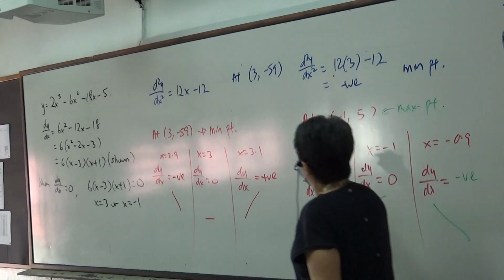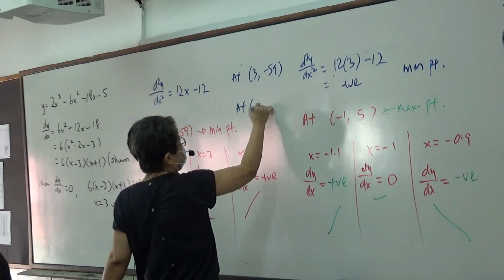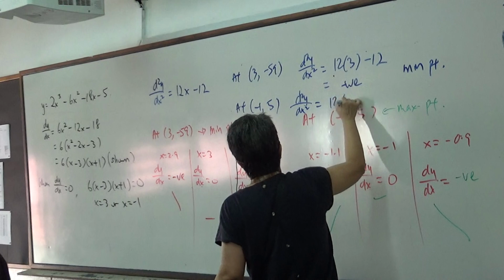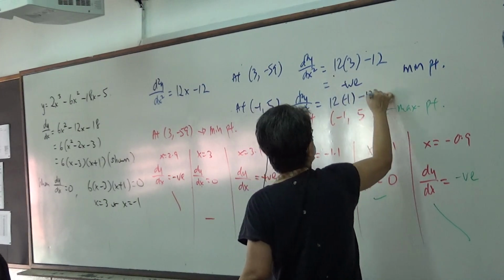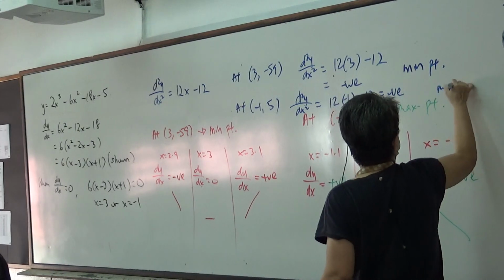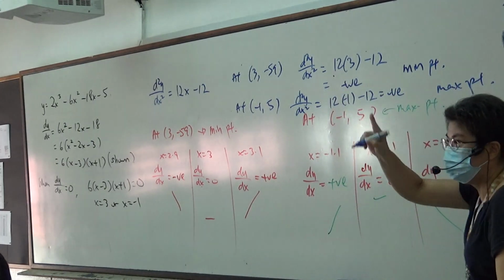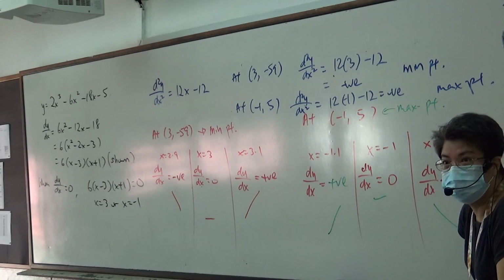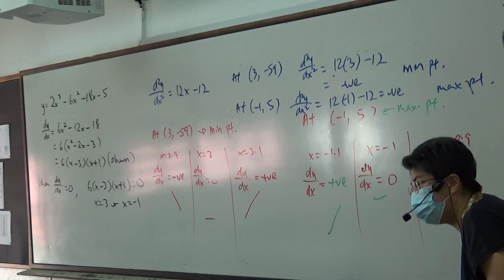Everybody okay? At 12 into negative 1 minus 12. This one is negative, so this will be a maximum point. Can you see? It will tally. So first or second derivative, never mind, unless the question specifies.